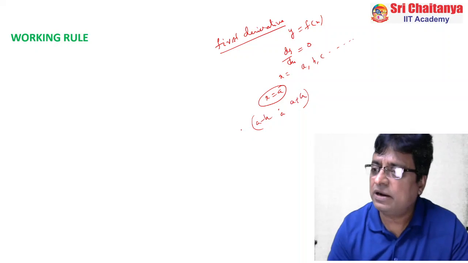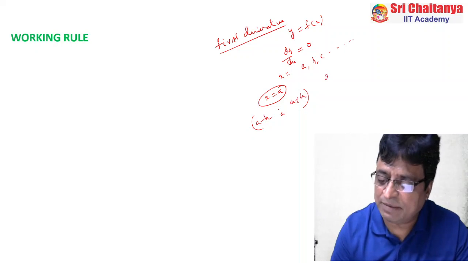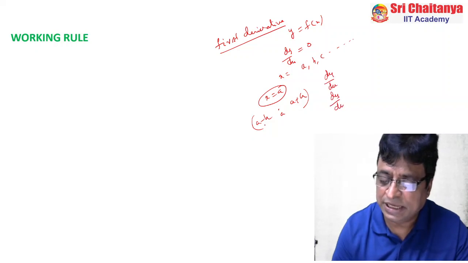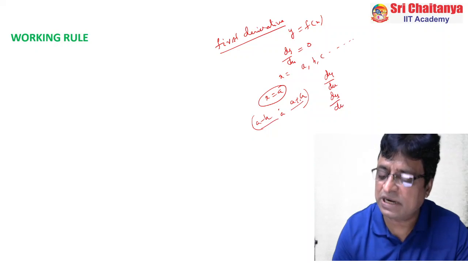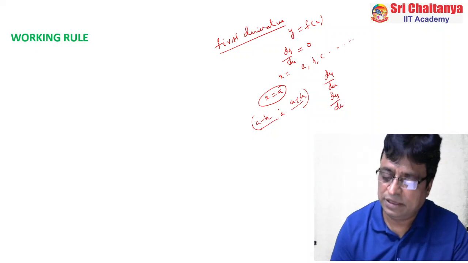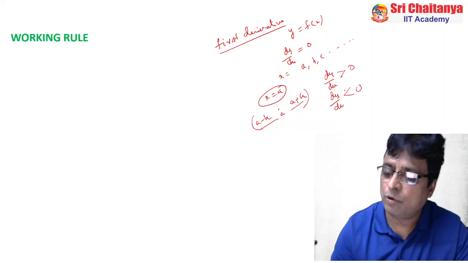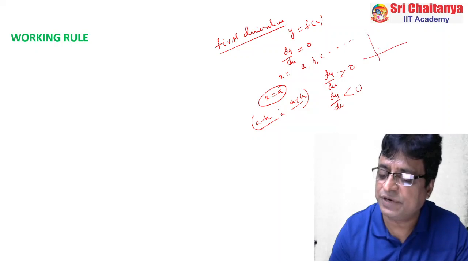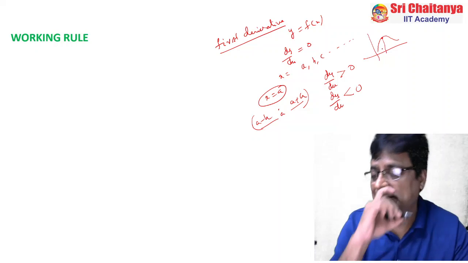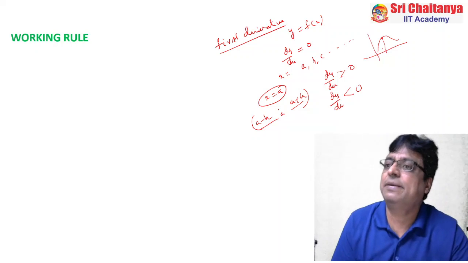Then find the sign change of dy by dx. Find the sign change of dy by dx in the left neighborhood of a as well as in the right neighborhood of a. In the left neighborhood of a, suppose dy by dx is greater than 0 and in the right neighborhood it is less than 0. What will happen? Situation is like this. So at this particular point the function has maxima.